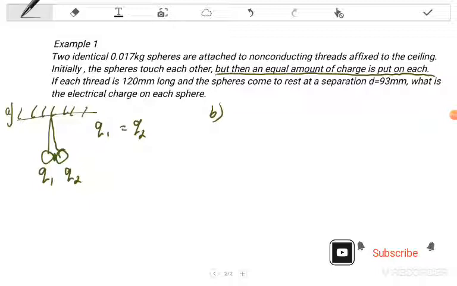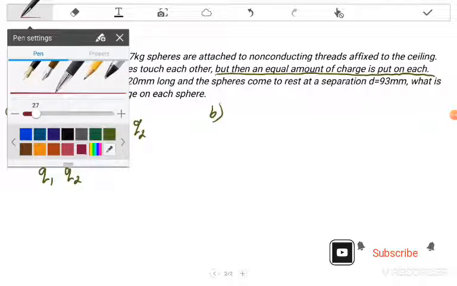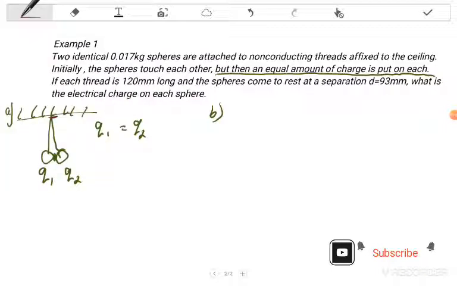Each thread is 120 millimeters long, so the distance from here to here is L. Let's call this distance L. So L equals 120 millimeters, and the spheres come to rest at a separation distance of 93 millimeters. So that's B. B is like this.